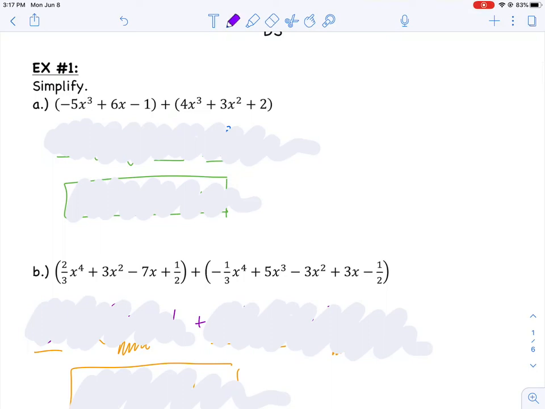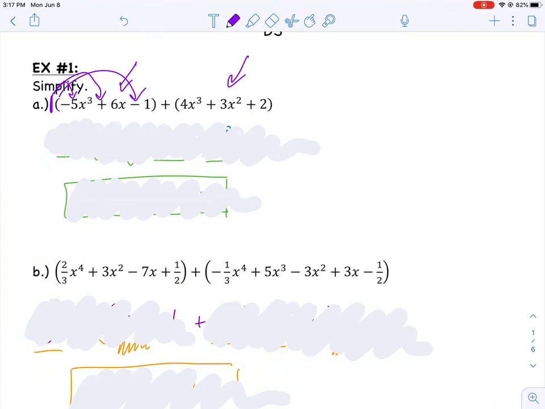In example number 1, we're asked to take this polynomial, negative 5x cubed plus 6x minus 1, and add it to this trinomial, 4x cubed plus 3x squared plus 2. What we want to do first is distribute whatever number is in front of that parenthesis to get rid of the parentheses before we combine our like terms. If you look really closely, it doesn't look like there's any number in front of this parenthesis, but there really is. It's just an invisible 1, right? So we're going to take this 1 and distribute or multiply it through to each term.